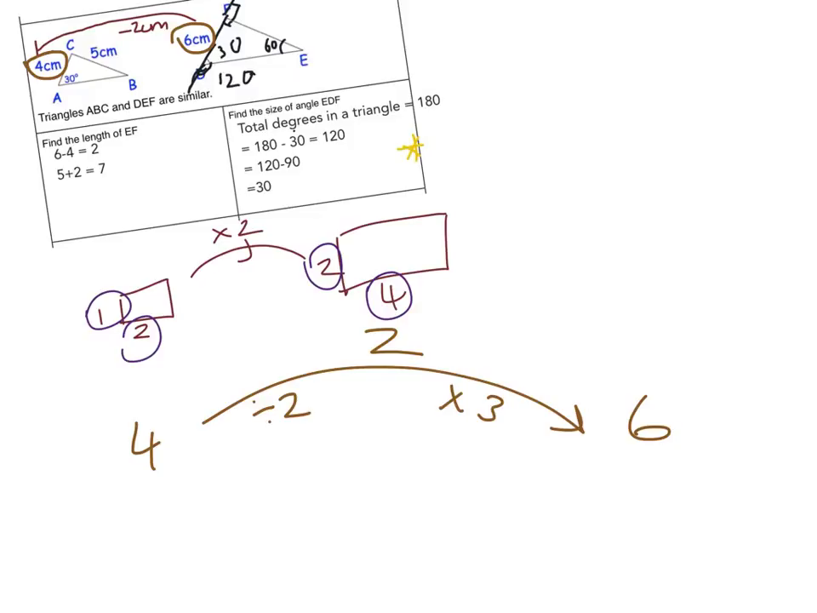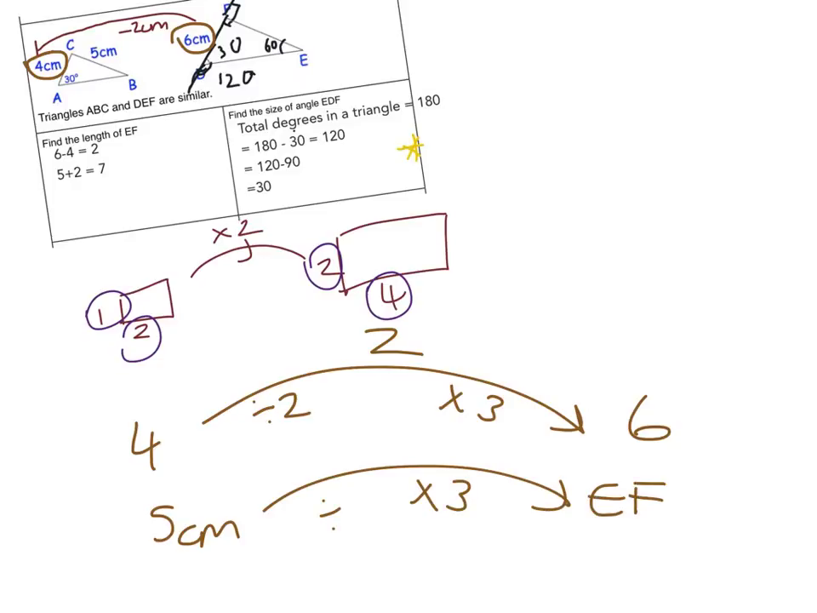Now I can do that for every single side. So if I want EF, I'm going to take that 5 centimetres and I'm going to divide it by 2 and times it by 3, and that should give me EF.